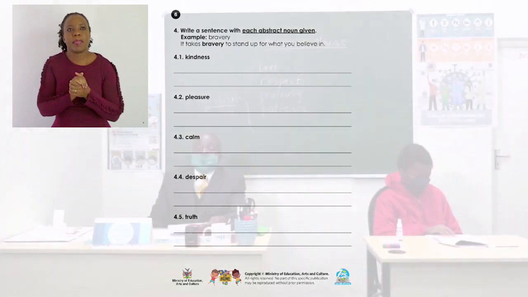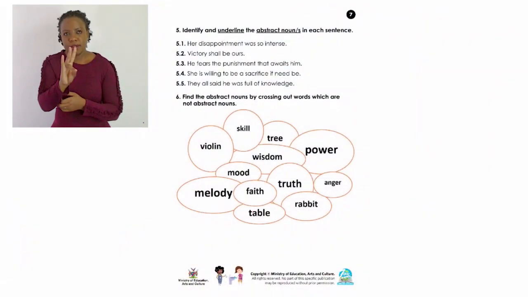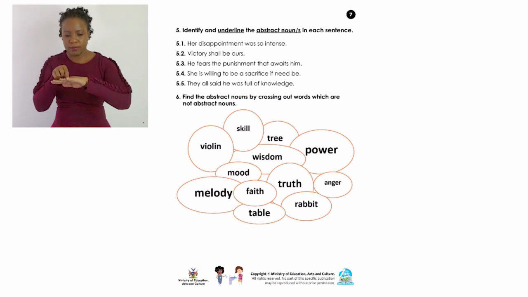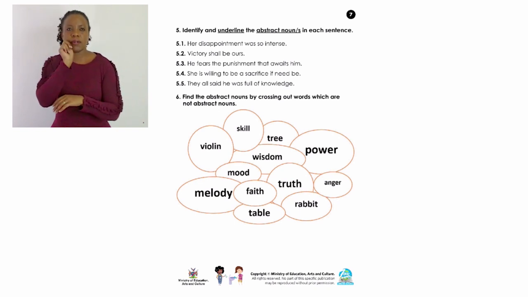Let's quickly move on to page 7. We have activity 5 there. Identify and underline the abstract noun or nouns in each sentence. Number 1, her disappointment was so intense. Our abstract noun there is disappointment. So you'd underline that and then do the rest.